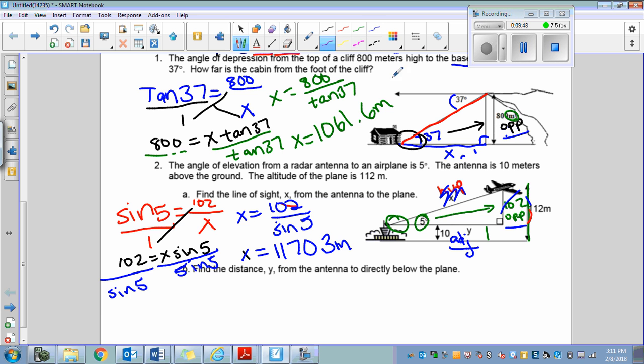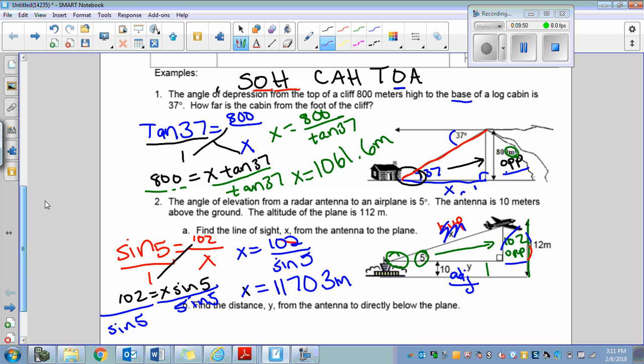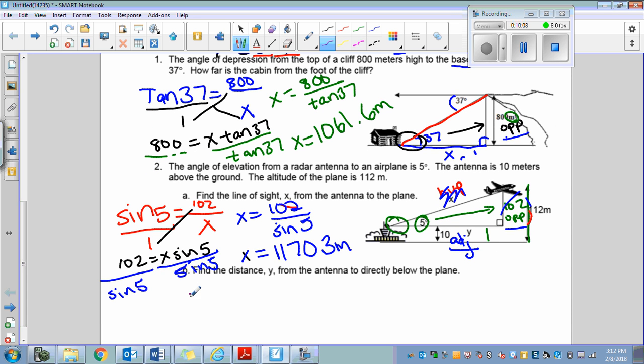So our trig function that uses adjacent and opposite, look up here, adjacent and opposite, no. Adjacent, yes, but opposite, no. So tangent is the only one that doesn't have hypotenuse, opposite and adjacent. So tangent, remember the opposite side goes first. So I'm going to write that down. Tangent of what degrees? 5 degrees equals opposite side goes first, which is 102, over the adjacent side, which is y. I don't know what y is.